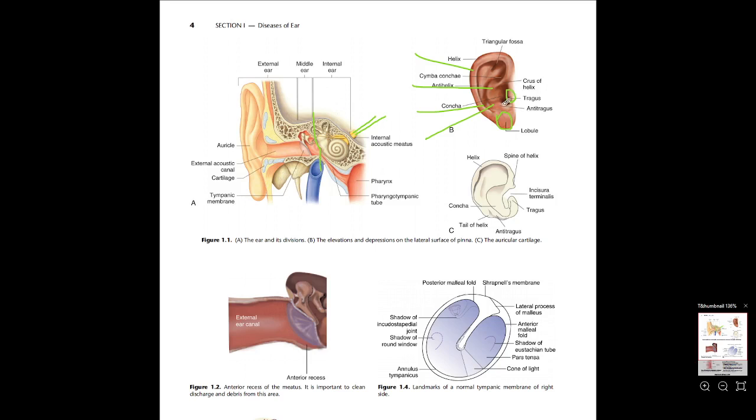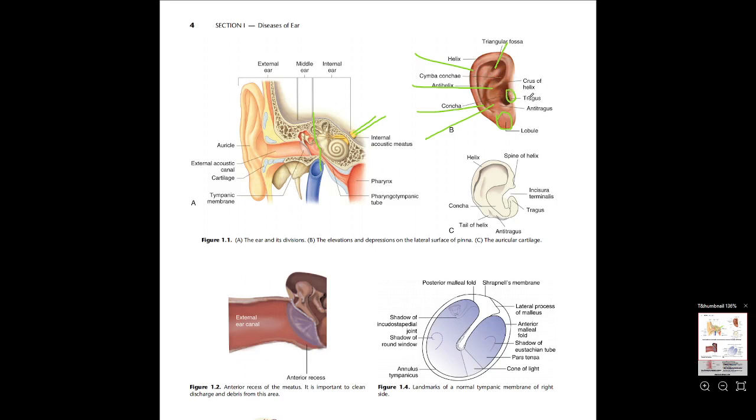And opposite to it is the anti-tragus. This is the crus of the helix. This is the triangular fossa. This is the helix, and then this is the anti-helix inside. This is the cymba concha, and this inner part is the concha.